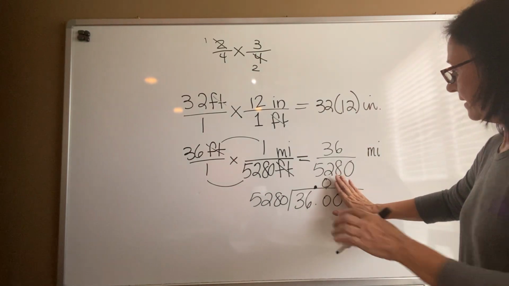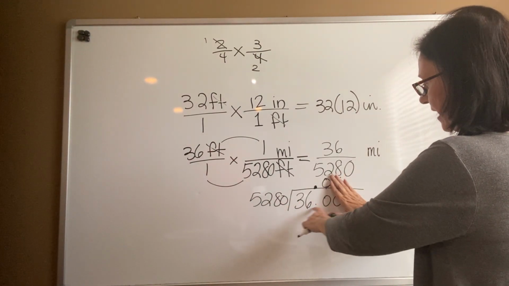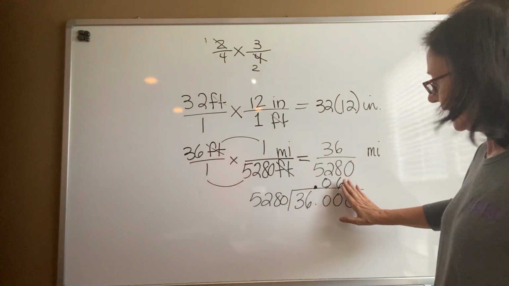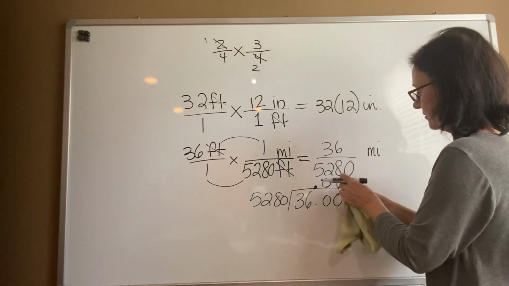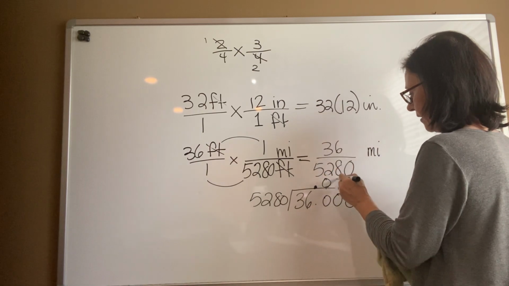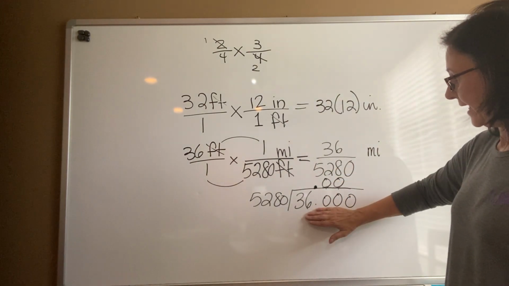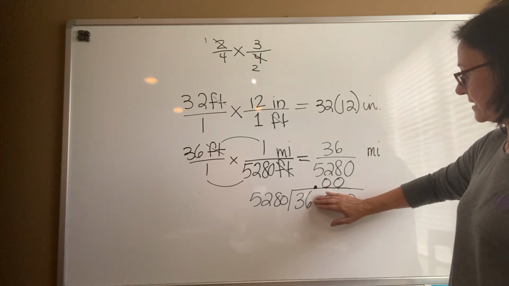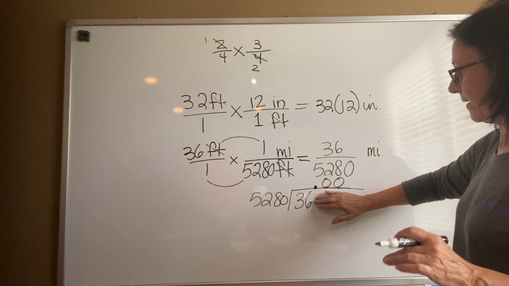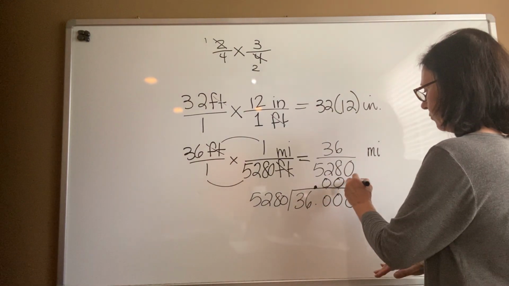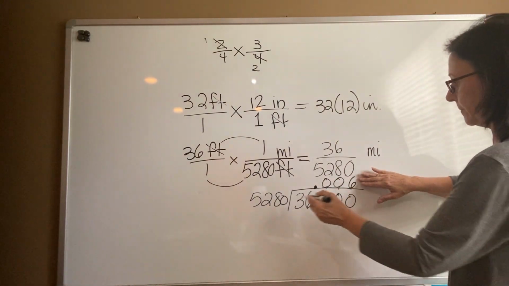Because 5,280 does not go into 360. 5,280 does not go into 3,600, so I have a 0 there as well. But I can make it go into 36. That's when I just do 36 divided by 5 is about 7. I'm going to go down 1 more to 6, then I multiply.